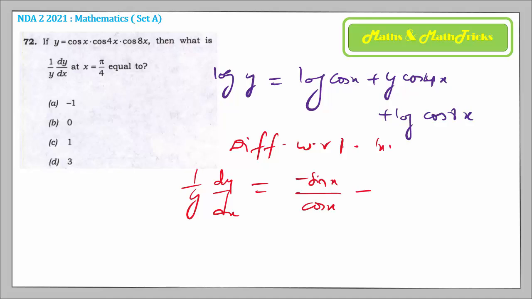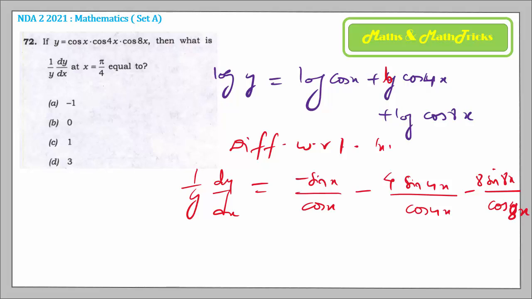Similarly, when you follow this, it's minus 4 sin 4x by cos 4x, because first of all it will be log of cos 4x, which is 1 by cos 4x, again derivative of cos, which is minus sin, but 4x is again an angle, so it's into derivative 4. Like that, the last one you'll get minus 8 sin 8x divided by cos 8x.